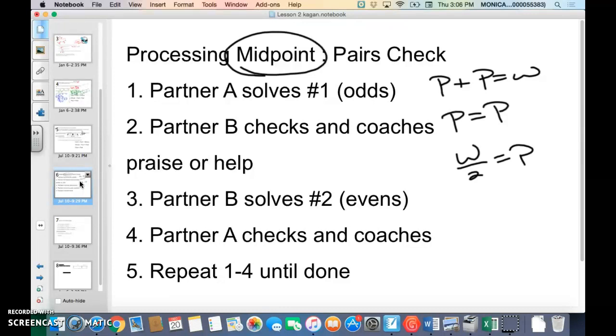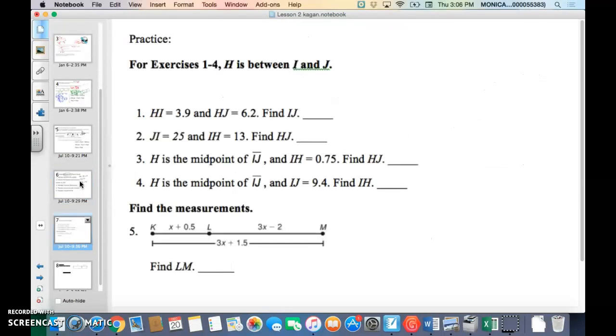This is not in your packet, so you'll have to ask me for this piece of paper so that you can complete the work. All right, at this point, you should be able to start your practice problems. Again, I would draw a picture first and then work them out.